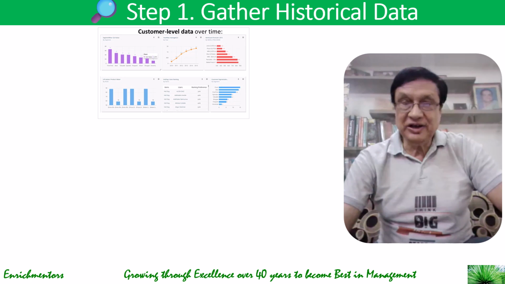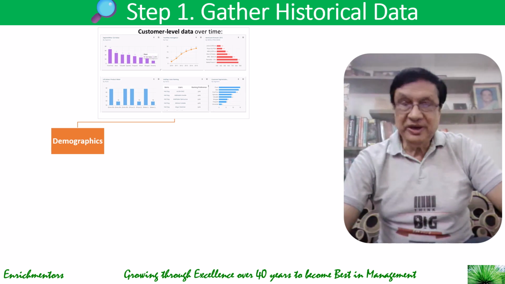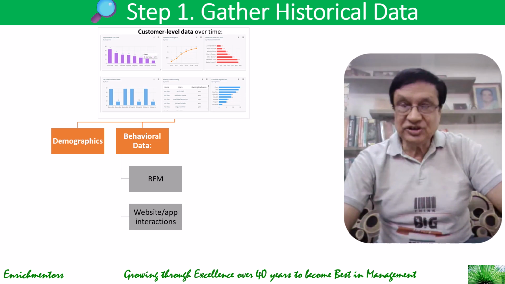Start with customer level data over time, and this could include data like demographics in terms of age, location, industry, behavioral data like purchase frequency, RFM in terms of frequency, recency, and monetary value. Website and app interaction like visits, clicks, downloads, and email engagement in terms of opens, clicks and replies.